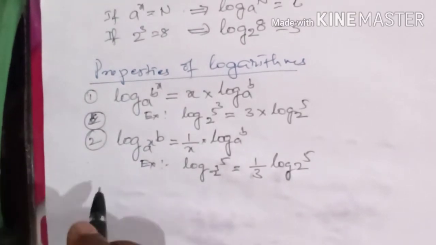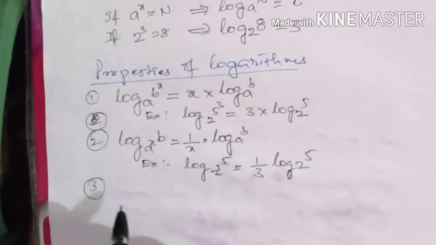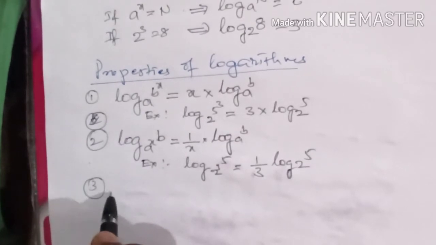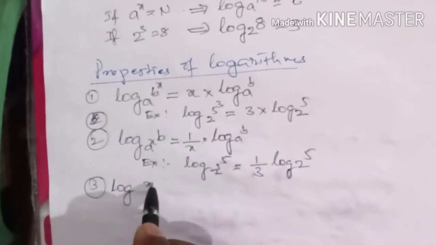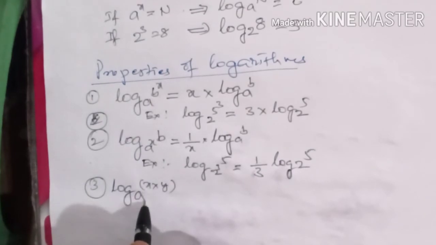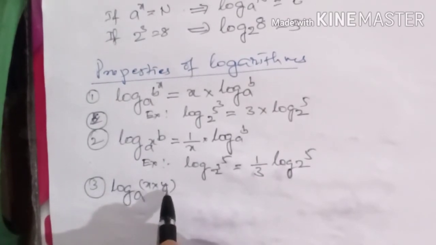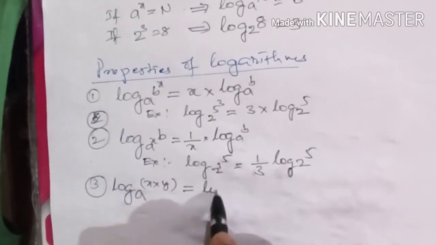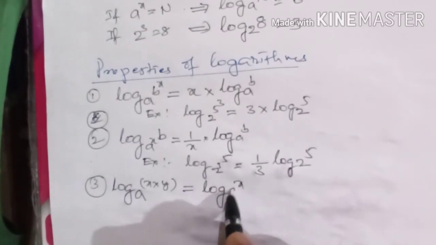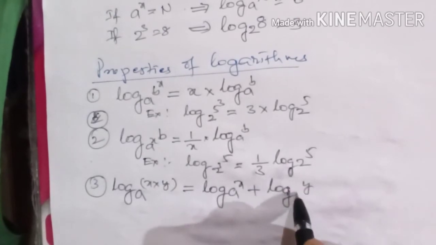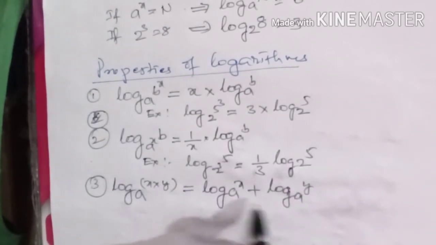And the third property is here. This is the product property. We can say this is log x into y to the base a. Here two numbers are given, x and y, in product form. We can write this as log x to the base a plus log y to the base a. Here the base is a.